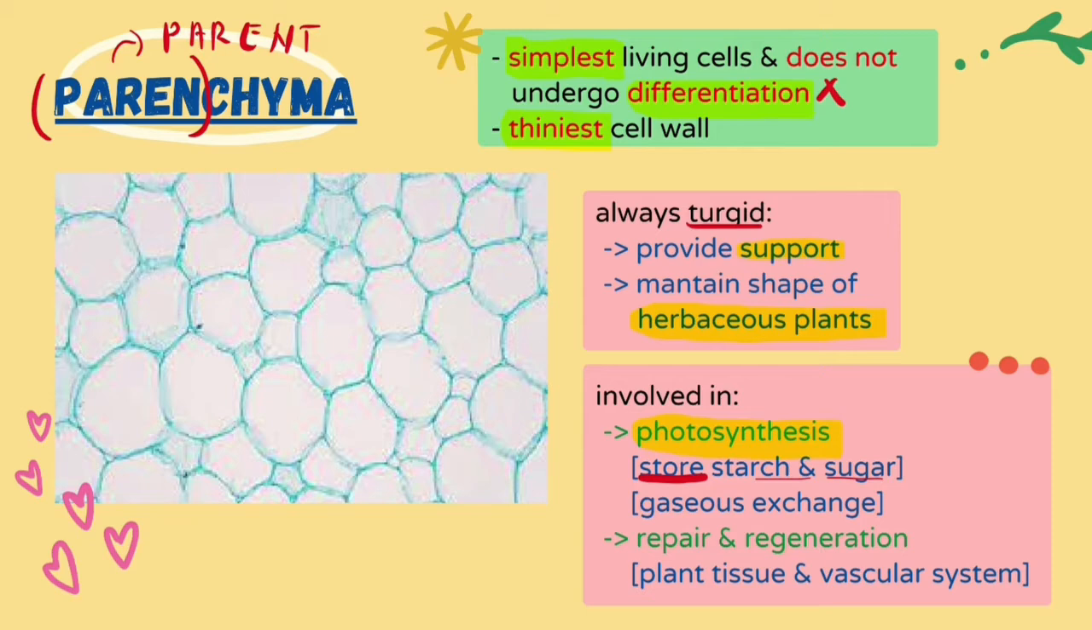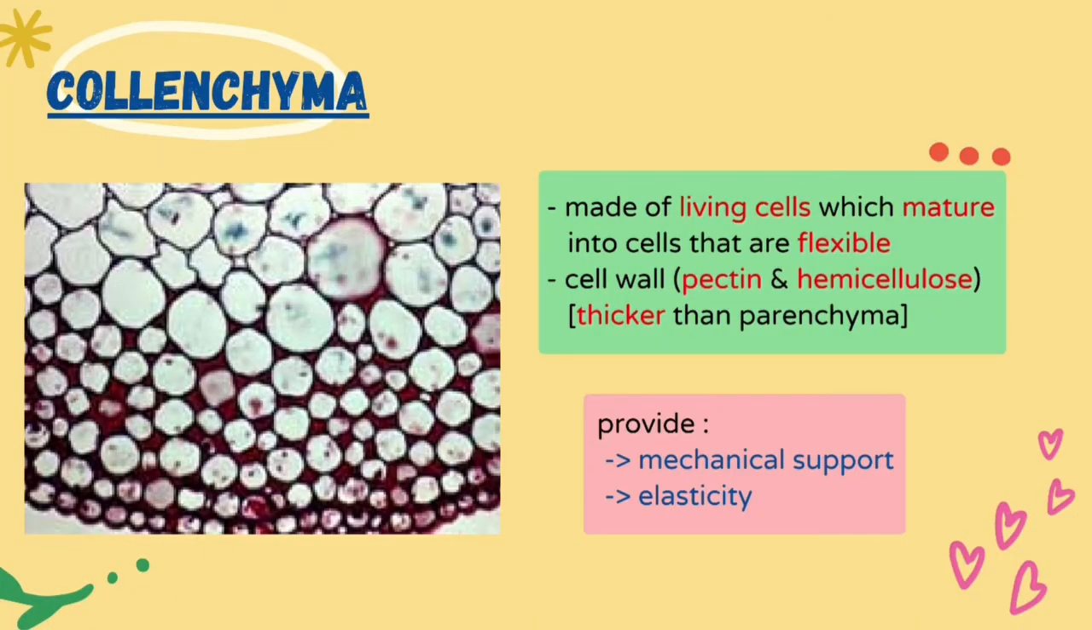Another process it is involved in is the repair and regeneration of plant tissues and vascular systems. Next, we have the collenchyma tissue. This tissue is made up of living cells which mature into cells that are flexible. The cell wall of collenchyma tissues are made up of pectin and hemicellulose. They are thicker than parenchyma cell walls, but it is not the thickest cell wall of all the ground tissues. The function of collenchyma tissues is to provide mechanical support and elasticity to the plant.